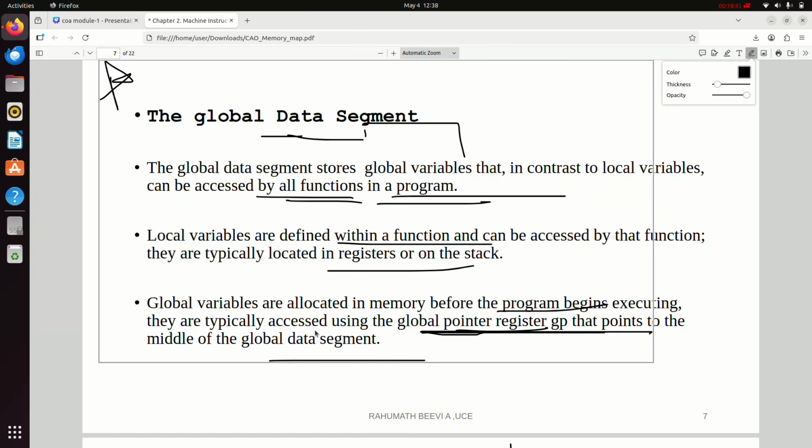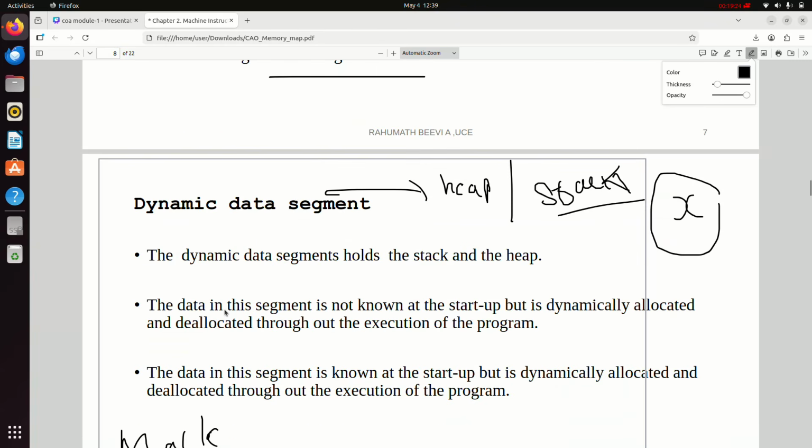Then we talk about the global data segment. Global data involves the global variables and static variables, which exist throughout the program and can be accessed by all the functions. But a local variable is present within the function, and that is stored in the stack or the registers. Fine. Global variables are those which can be accessed by anyone, and they are allocated before the program's execution even starts. And to access the global variables, we have the global pointer, GP.